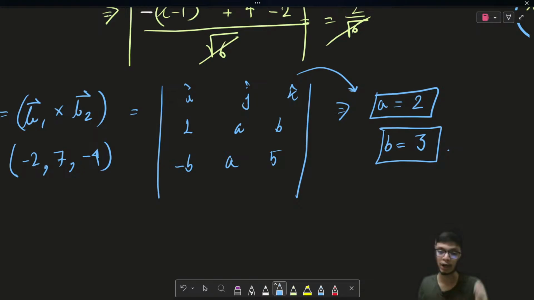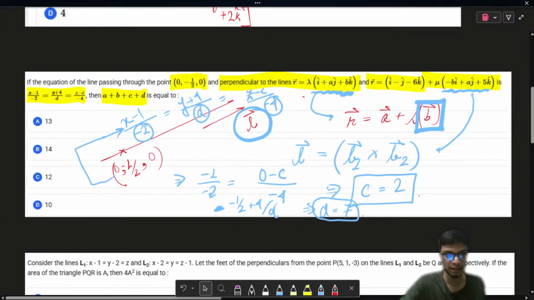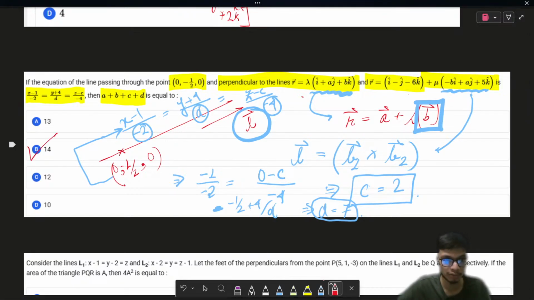So following this, I have obtained all the values of the 4 unknowns, that is A, B, C and D. Then I can easily find the result of A plus B plus C plus D, which comes out to be 14. So with this, option number B is again going to be the correct answer. I hope this is clear to all of you. Is this part clear? Please let me know in the live chat.